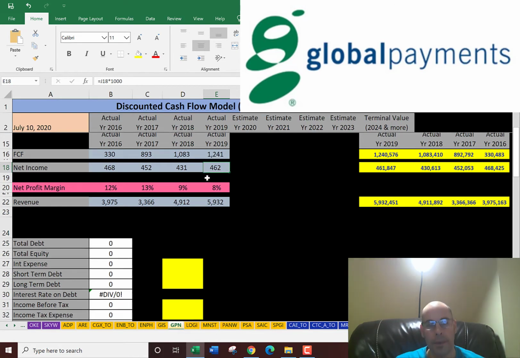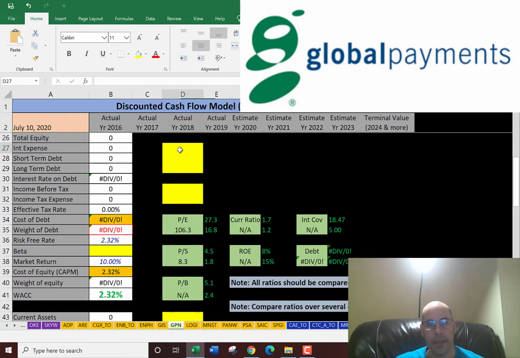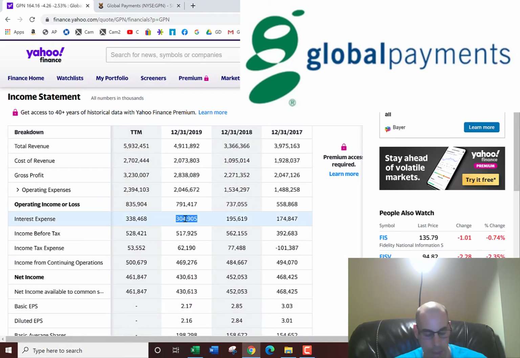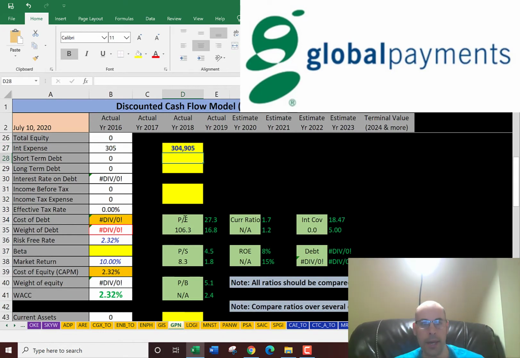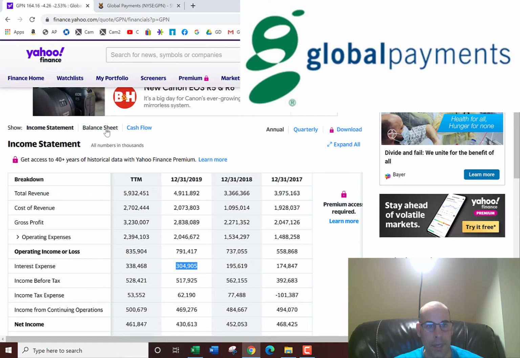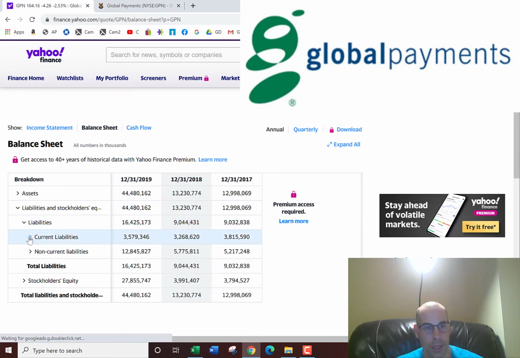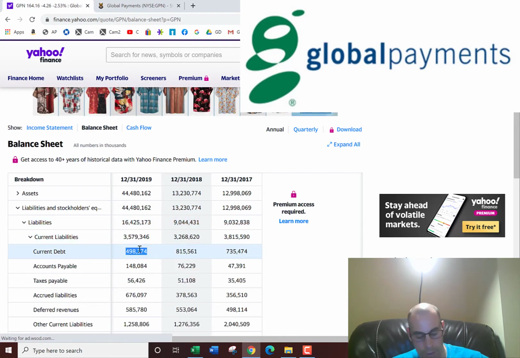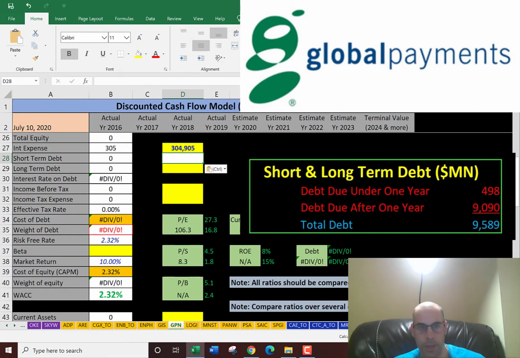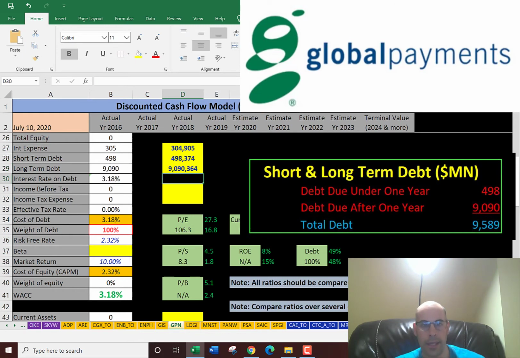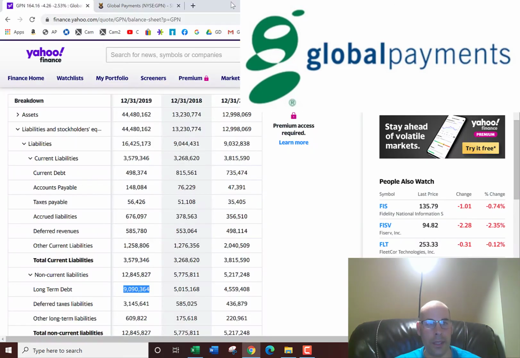Let's look at the capital structure of the company to figure out the discount rate we need to apply to the future cash flows. They pay $304 million in interest on their debt. And let's go to the balance sheet, see how much debt they have. Go to the liability section. And they have $500 million of debt due within 12 months. They have $9 billion of long-term debt. That's debt due after 12 months.